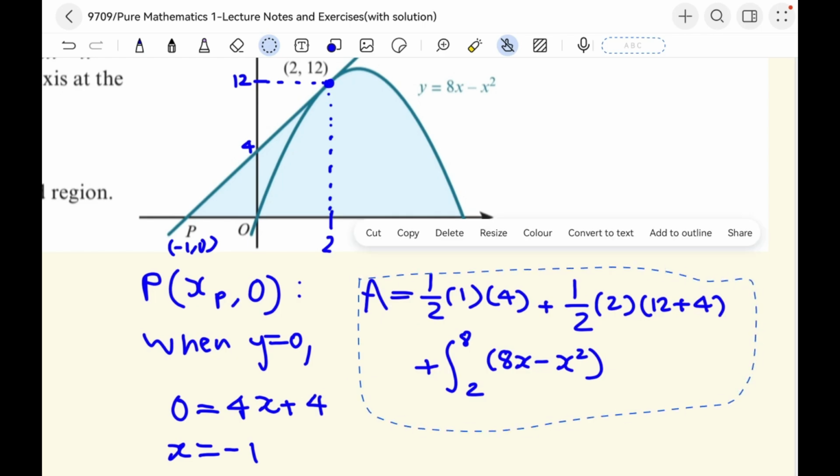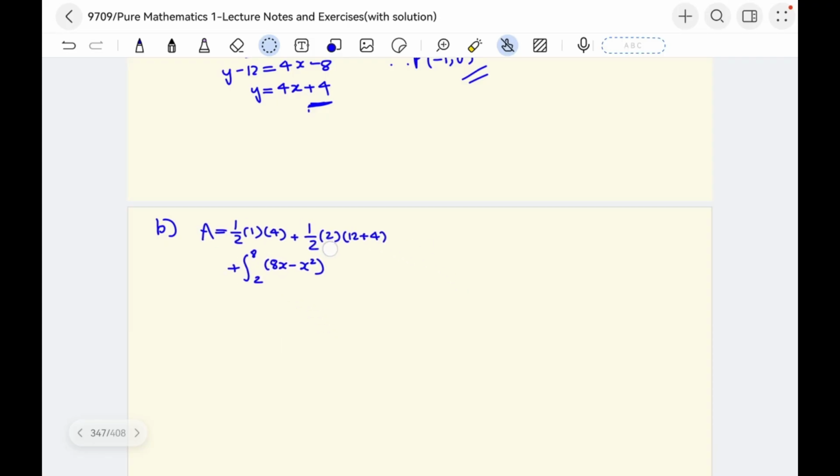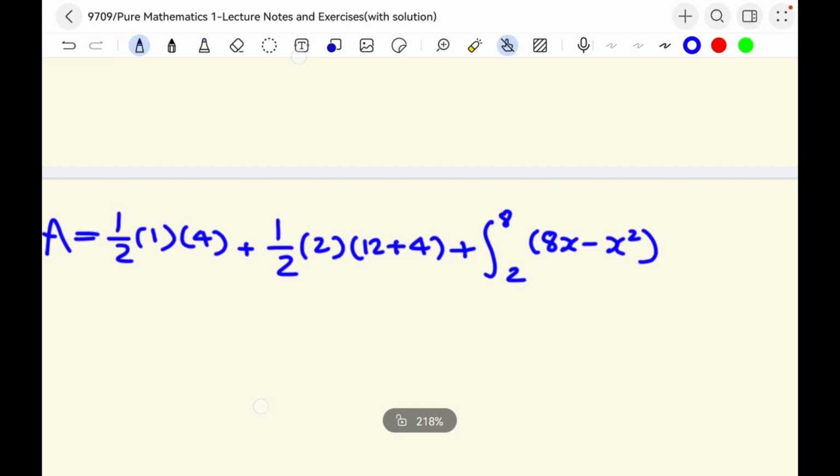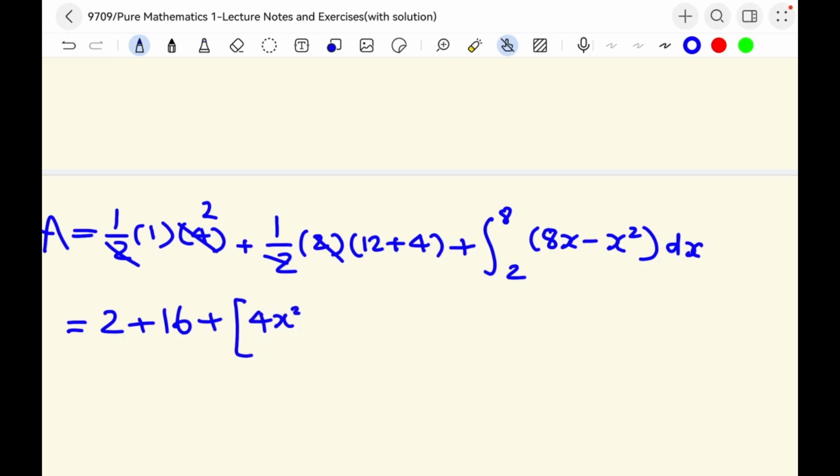Let me move to the next page. Right here. Now integrate it. This is 2. This is 16. Oh, I forgot to put the dx, my bad. So it's 4x squared minus 1 over 3 x cubed from 2 to 8. So this is 18.